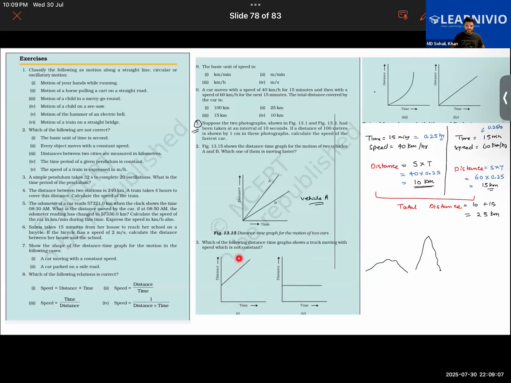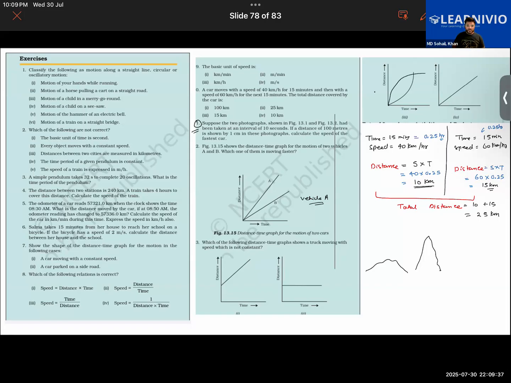See, the question is clearly mentioning which of the following distance-time graphs shows a truck moving with a speed which is not constant. Constant means fixed. So if it is not fixed, the speed is changing. It means that the object is doing a non-uniform motion. The slope of a non-uniform motion is always curved like this, or sometimes curved like this.